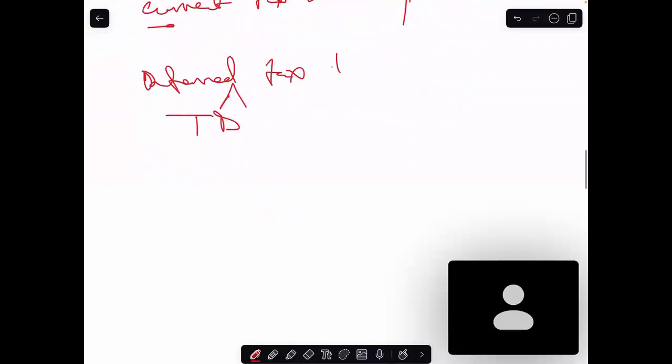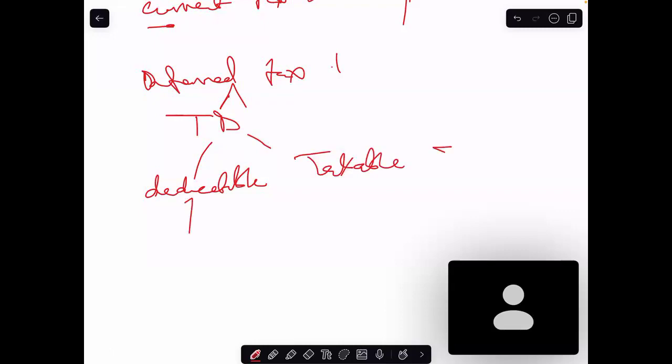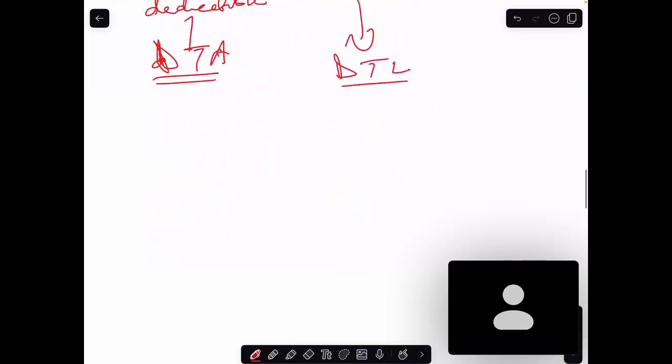Now, as for temporal difference, we said we have a deductible and taxable temporal difference. Deductible, we said this will give rise to a deferred tax asset. Then this one, the taxable, will give rise to a deferred tax liability. Right, that's what we say.